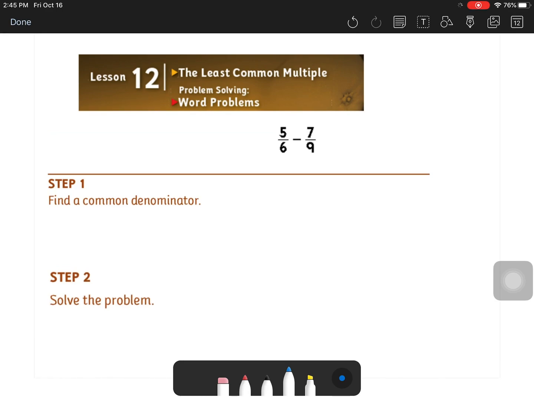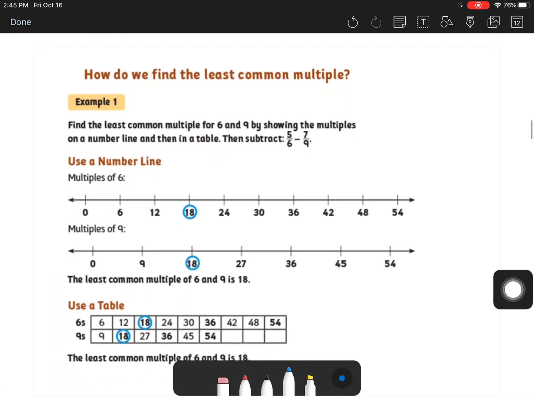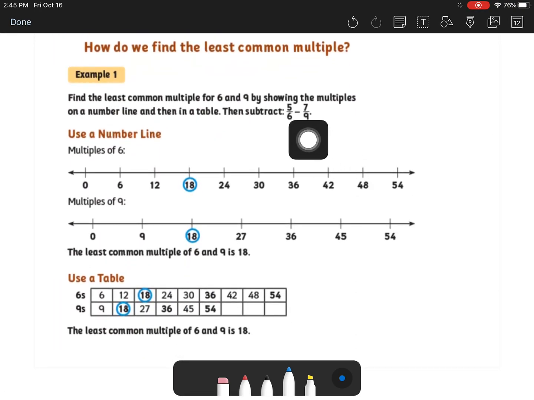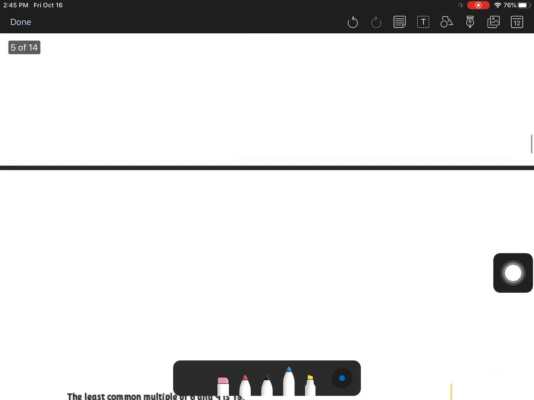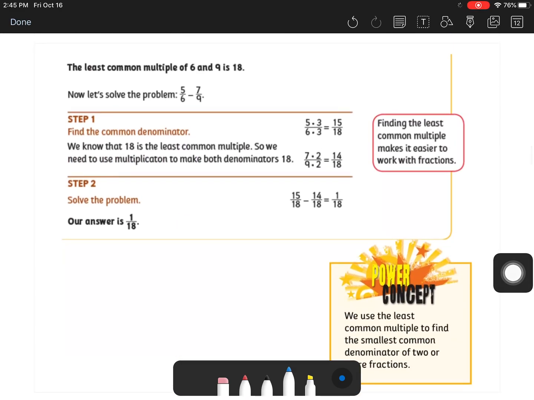All right, so now we're going to make sure that we're doing our common denominators. If they don't already have that, we need to find those. So step 1, find a common denominator, and then step 2 is to solve the problem. They'll walk us through this. Looking at 6 and 9, if you list all the multiples of 6, and then list all the multiples of 9, what we find for our common number is 18. If you're looking at your multiplication table, you'll be able to find this. Maybe you can figure that out in your head: 6 times 3 is 18, and 9 times 2 is 18. So we need to determine what that common denominator is going to be.